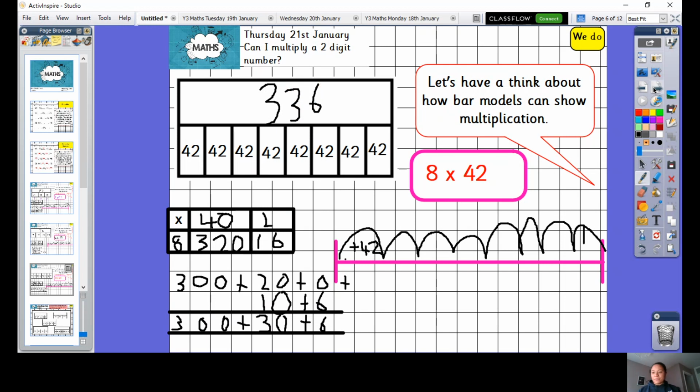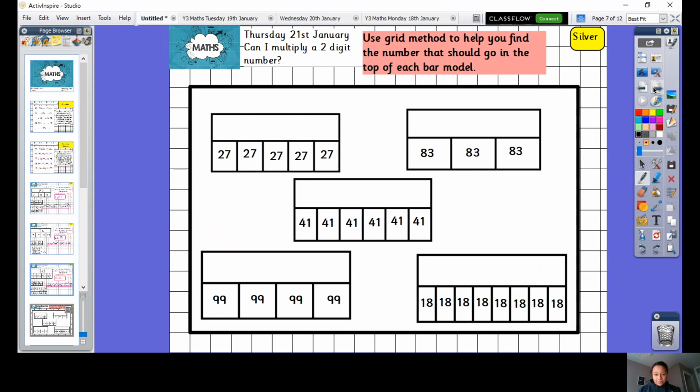Super. Okay, your silver task for today is to work on some bar models and use your grid method to help you find out what number should go in the top bar of these bar models. So pause the video here and give it a go.